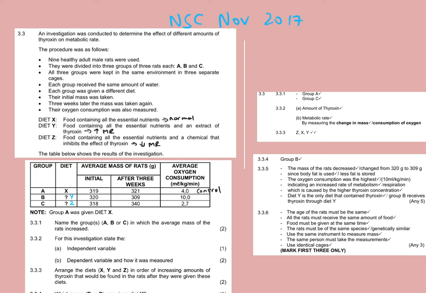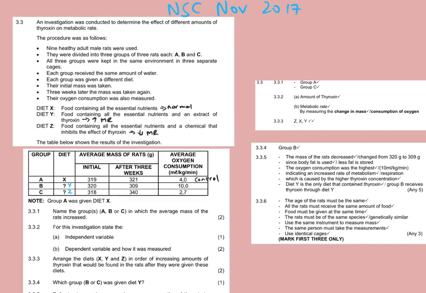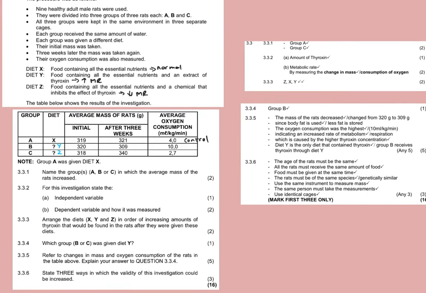And that means that they measured it in two ways: the change of mass and the consumption of oxygen. So this group consumed a lot of oxygen because they were undergoing a lot of cellular respiration. So again, arrange the diets in increasing amounts of thyroxin, from least amount to most amount. So that would be Z first, then X is normal, then Y is extra. So Z, X, Y, because Z has inhibited thyroxin, Y has added, but X is normal. Then which group was given diet Y? I've done the working out already. Group B. Refer to changes in mass and oxygen consumption to explain your answer.